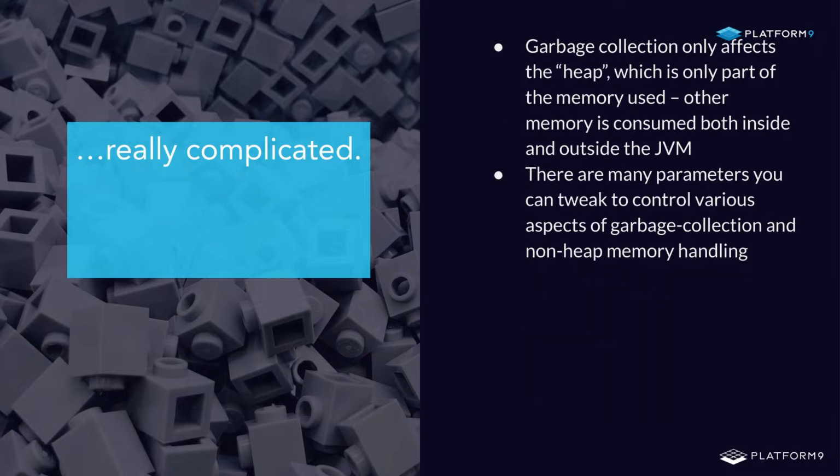Now we start getting into the really complicated part. Garbage collection only affects a specific area of memory within the JVM. That's a memory called the heap. Now, the JVM has other areas of memory that it uses for other purposes. The JRE, the runtime that runs the JVM, also has memory that it uses outside of the JVM. And there's a whole bunch of parameters that you can tweak to control how this other memory is allocated, how much heap is allocated relative to these other things, how these other things are handled when memory gets tight.